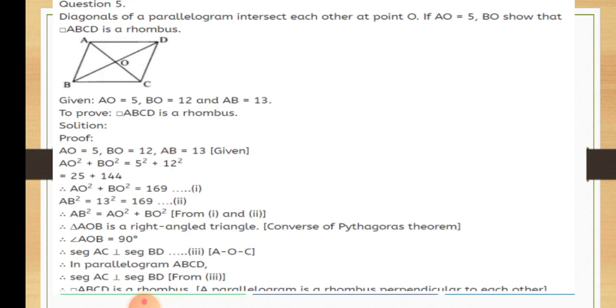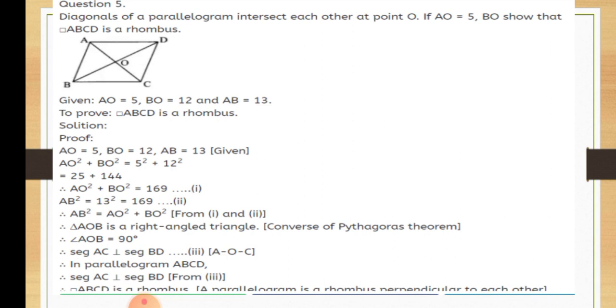And here AO equals OC is given. So here in parallelogram ABCD, as segment AC is perpendicular to segment BD from equation number 3, ABCD is a rhombus. Why? Because in a parallelogram, whenever diagonals are perpendicular to each other, it is known as a rhombus. This sum can be solved by a different method if you want.